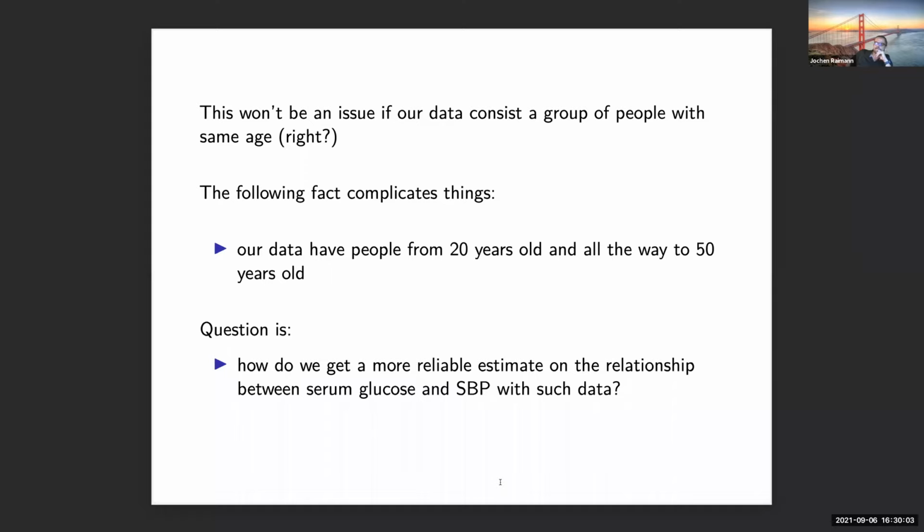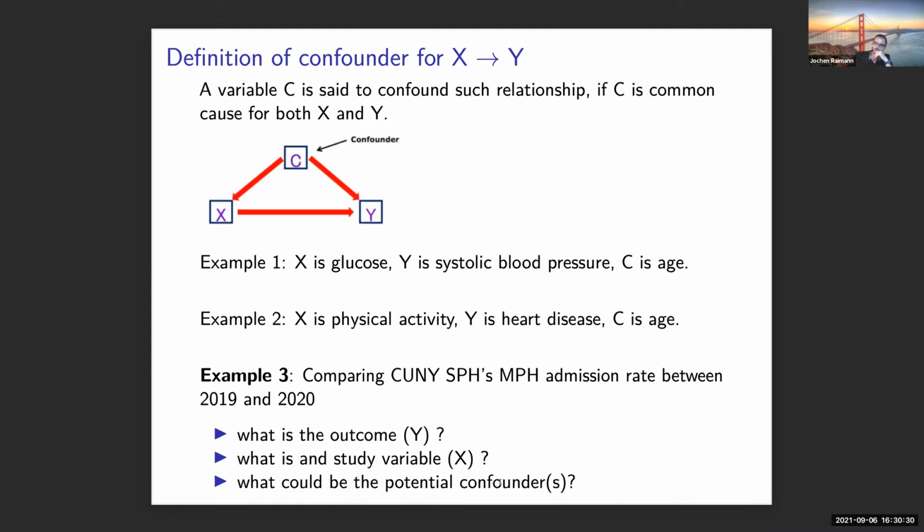So if we have only a group of individuals of the same age, this cannot be a problem, right? If we have a group of only 20-year-olds, this would not be a problem. But we have a wide range of age. The question is now, how do we get a more reliable estimate of such a relationship? The answer is essentially by accounting for age.